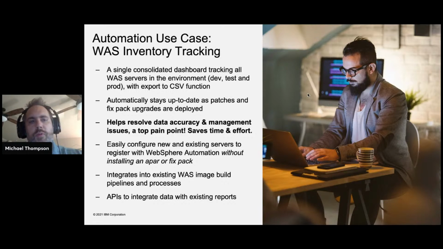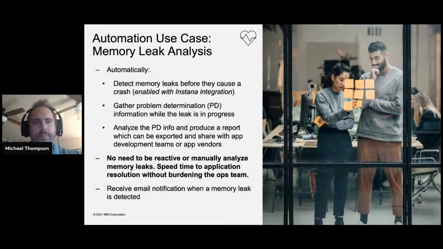Through WebSphere Automation, we provide a single consolidated dashboard to track all of the WebSphere servers, and we allow you to export this information into a CSV spreadsheet, or you can access it through the REST APIs that we provide. Again, all of this information is available without needing to perform additional installations or configuration changes with WebSphere Automation. The same connectivity that lets you track CVEs gives you this automated inventory tracking. And it's very easy to integrate this kind of configuration into your existing build pipelines.